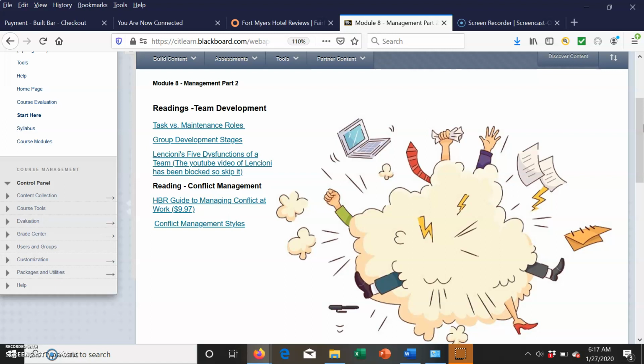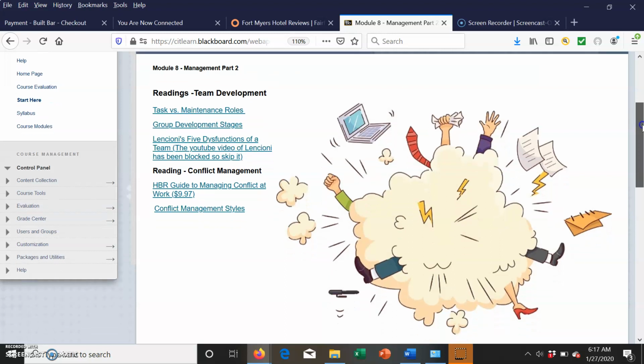Lencioni's Five Dysfunctions of a Team is a famous practitioner short read. It's great if you're interested in teams, but his perspective is to look at the things that go wrong, starting out with the basic level. The first dysfunction is lack of trust. If you don't have people in a team who trust each other, you're never going to get to the highest levels of performance. The second part of this module is to look at and think about conflict management.